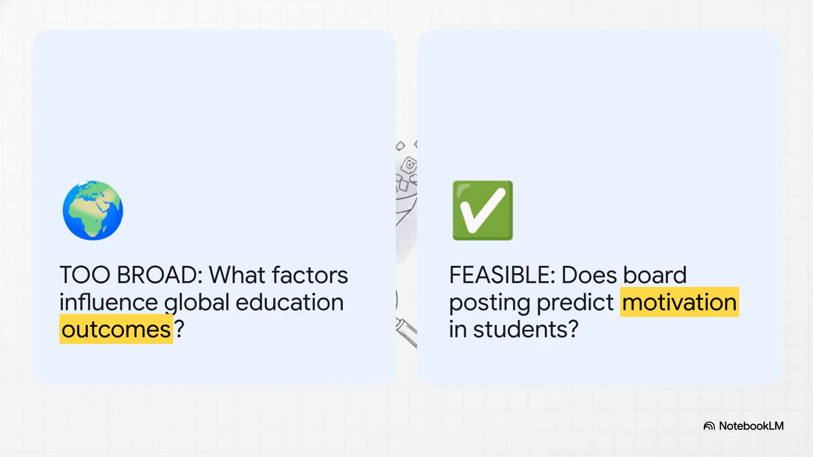Instead, look at this feasible alternative. Does the number of discussion board posts predict motivation among first-year engineering students? Look at how beautifully precise that is. It is highly measurable. You can realistically get that exact data within a single college semester. You can actually complete that study. You see, you always have to strike a careful balance between your grand academic ambitions and ground-level practical reality.